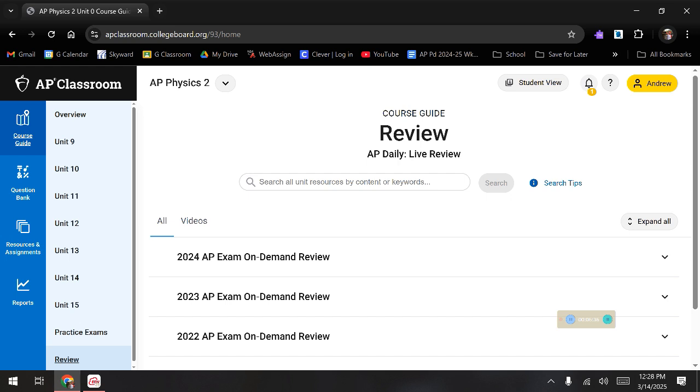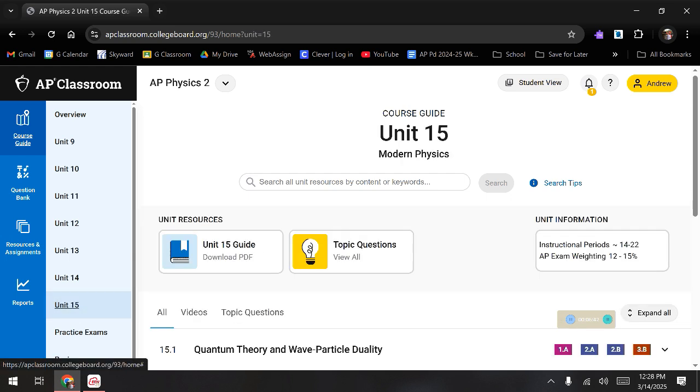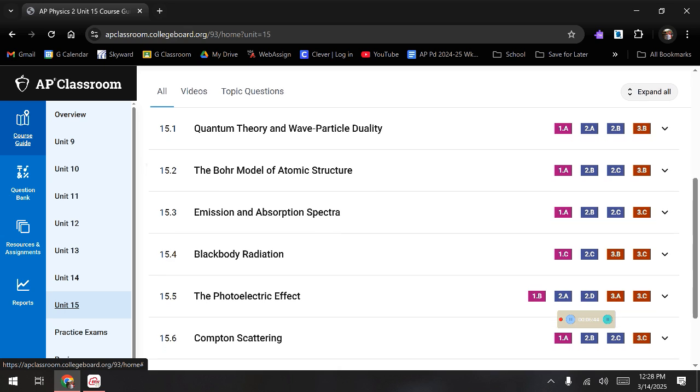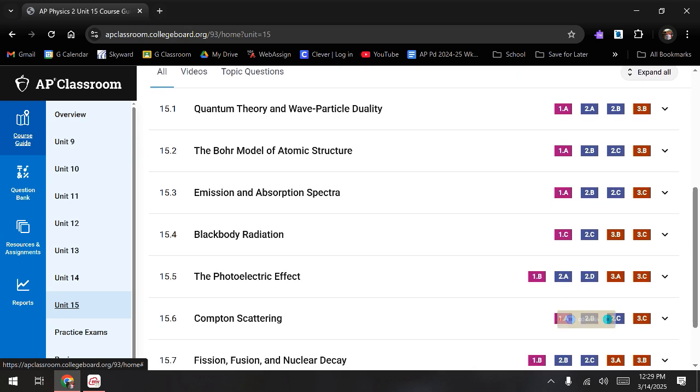So these are the units. You'll notice it's 9 to 15. It doesn't start in 1 because AP 1 starts in 1. And here we have unit 15, the very end of what we've been talking about. So just highlighting this real quick, you can kind of see in this chapter. Quantum theory, wave-particle duality, we discussed in chapter 27. Bohr's model was discussed in chapter 27. Emission and absorption spectrum, chapter 27.